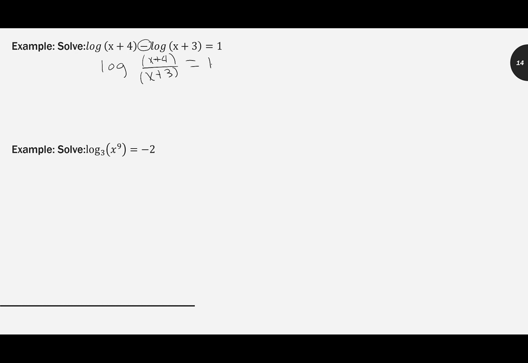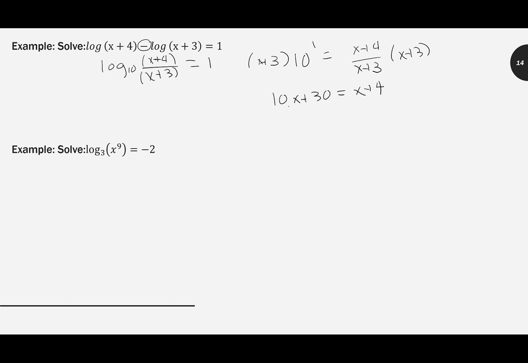This is equal to 1. Now this is common log, so remember this is base 10. So if I rewrite it, I would say 10 to the power 1 is (x + 4)/(x + 3). I'm going to multiply both sides by x + 3. So this tells me 10x + 30 equals x + 4.